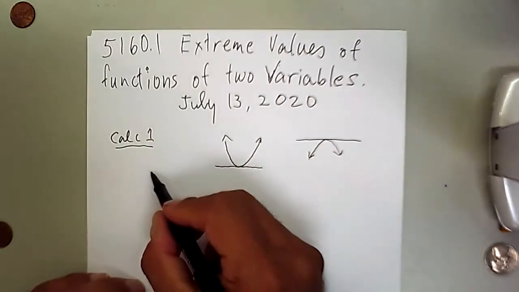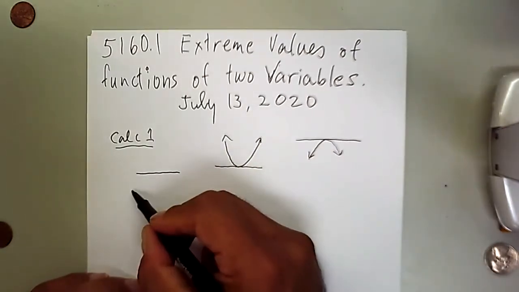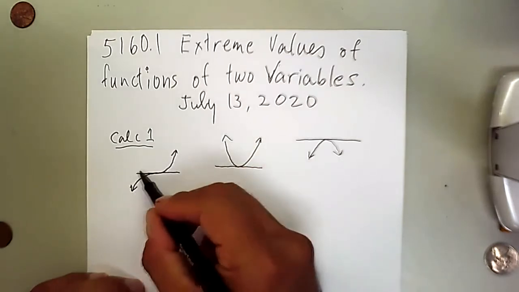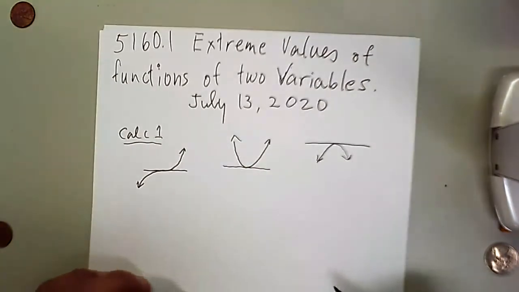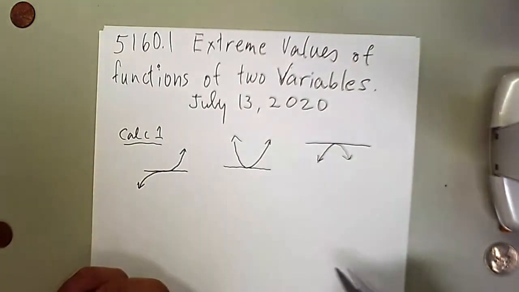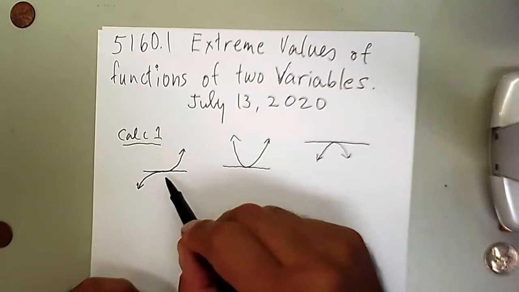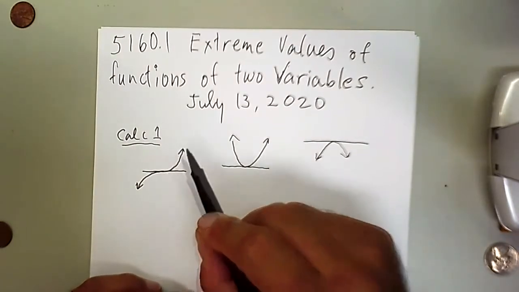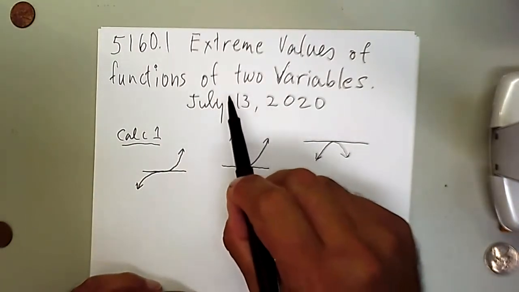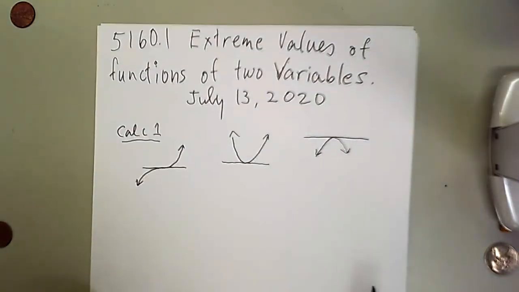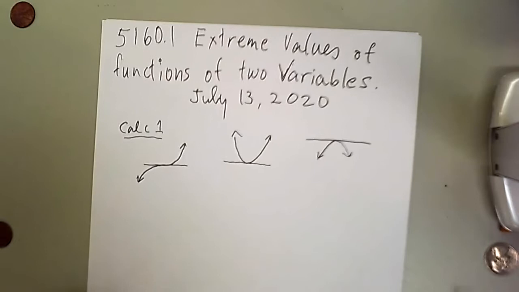Or we could have this situation where the function has a derivative of 0, but we don't have a maximum nor a minimum. In this case, we have a point of inflection. And we're going to have a similar situation in functions of two variables. Things are going to be somewhat analogous.